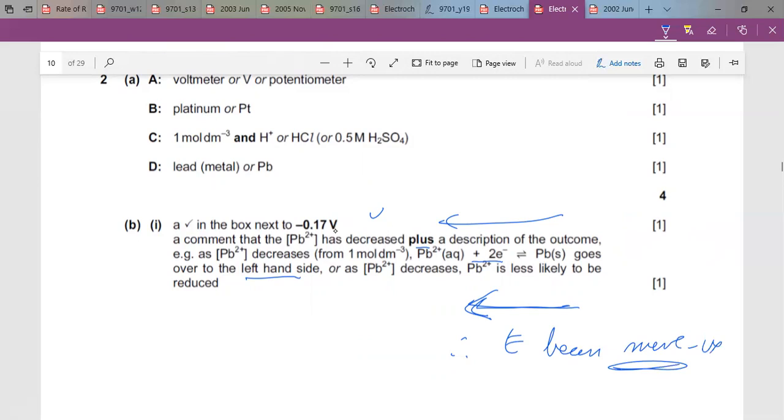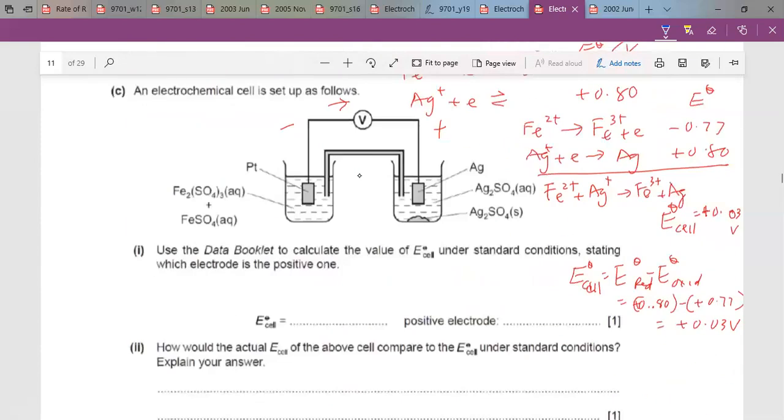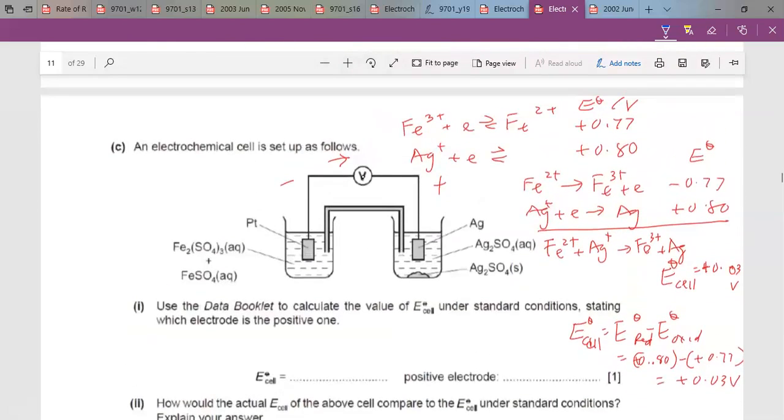Now, I go on. If you have a problem, go back and see what I discussed. Now here is another one. We'll probably do the last one now. The electrochemical cell is set up, and so forth here.